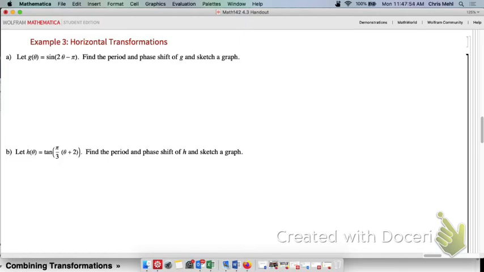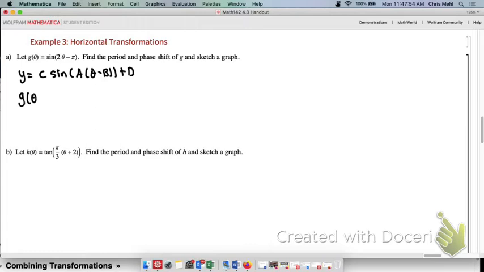Now the first thing you're going to want to do is, here's the general form again of a transformation of any function. In particular, here's what a transformation of sine would look like. It'd be y equals c times sine of a times theta minus b, plus d. So we must put g of theta in this form first.